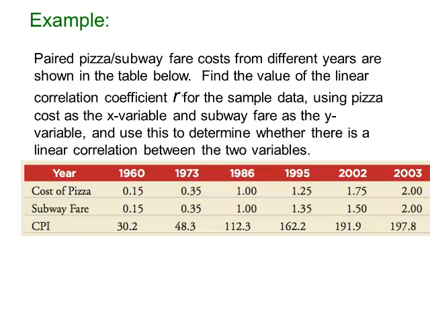So let's look at an example. This data looked at the cost of a slice of pizza versus subway fare. I think this was supposed to be in New York City for specific years. And the question is whether these two things have a linear relationship or not. So first we're going to look at how to find the R value for these two, and then we'll do a little hypothesis test to determine whether there's actually a linear correlation or relationship between the two variables.